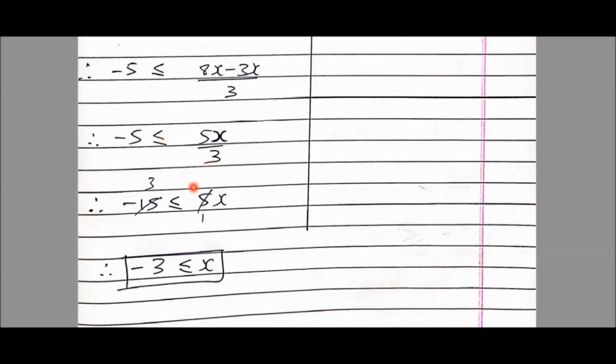Now I want to make x alone on one side. So 3 will go up. 3 will be multiplied with 5. So minus 15 is less than or equal to 5x. 5 ones are 5, 5 threes are 15. So minus 3 is less than or equal to x. So I got the value from the first and second expressions.